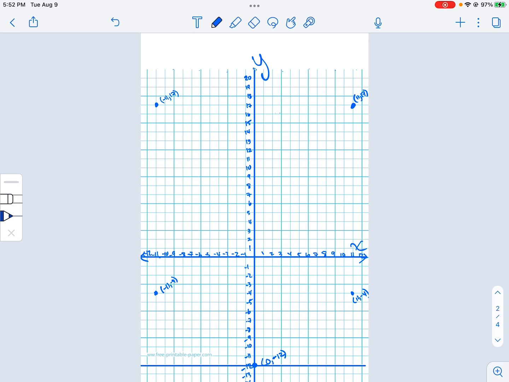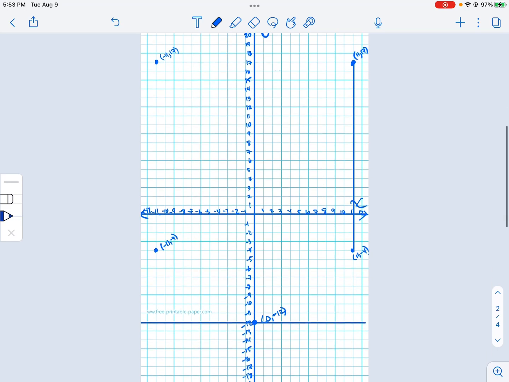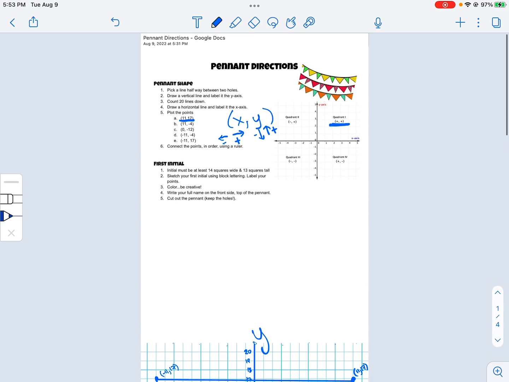Undo. Helps if you actually use the pen. Okay, that. And then I need to connect from here to here, and from here to here, from here to here. And you'll be using a ruler, so yours won't look as bad as mine. There we go. So I connected the dots. So that's my pennant.